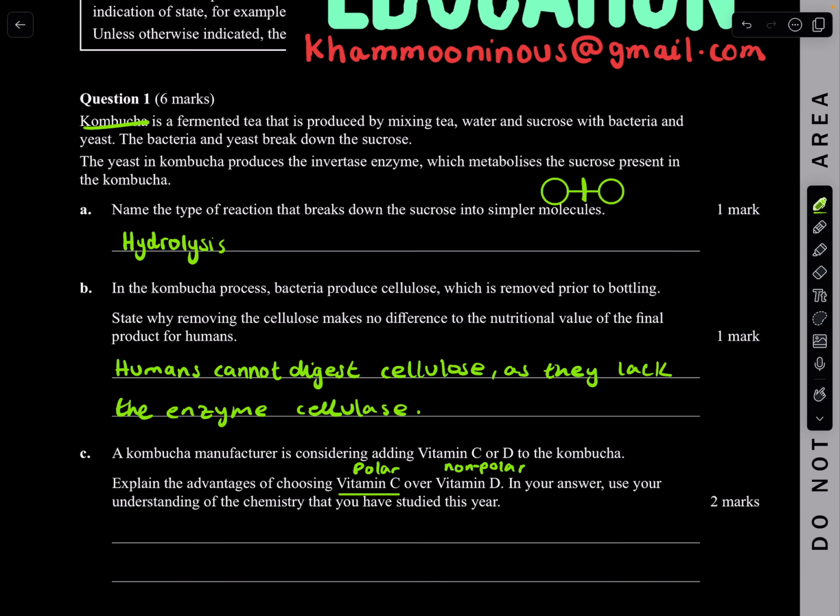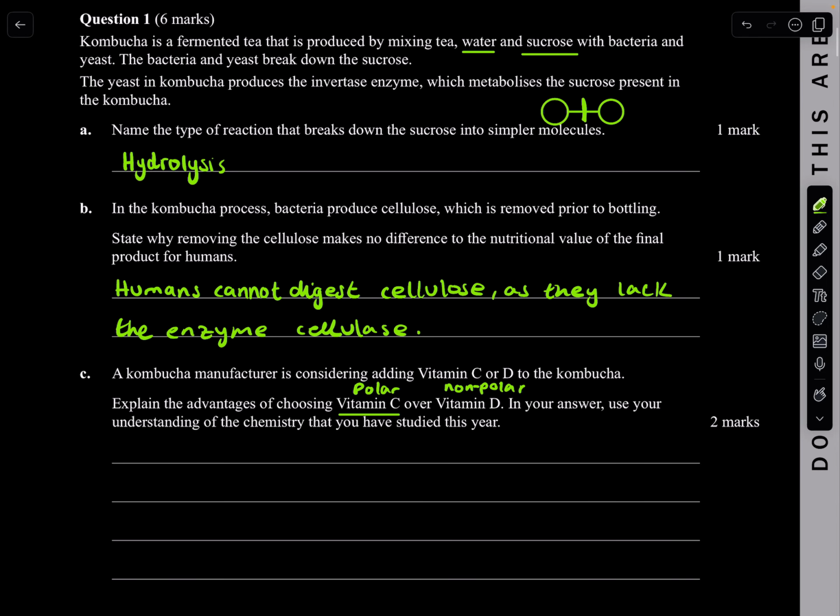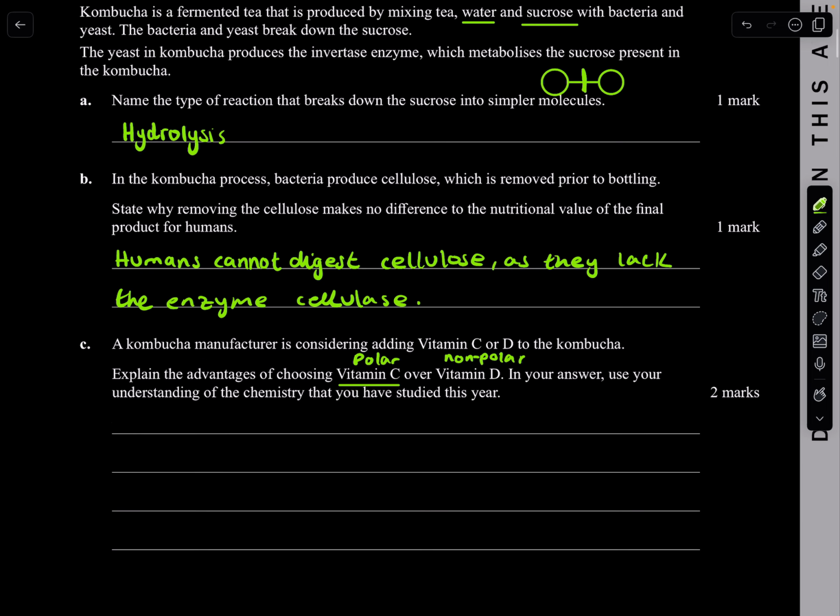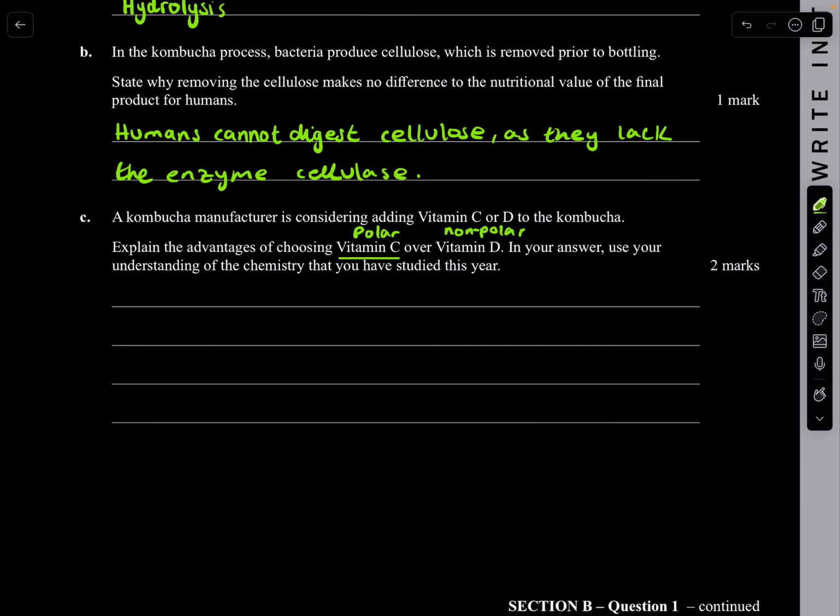Because kombucha is made out of tea, which we don't know what tea is made out of, but it's mostly made out of water. Remember, water is a polar molecule, and sucrose, which also has a lot of oxygen binding sites, is absolutely also a polar molecule. So if you're going to add vitamin C, it's going to be soluble in that kombucha and hence dissolve in it. Whereas if you use vitamin D, which is non-polar, it's going to become insoluble. It's not even going to mix with it when added to the tea. So that's why. Easy. So let's write that down.